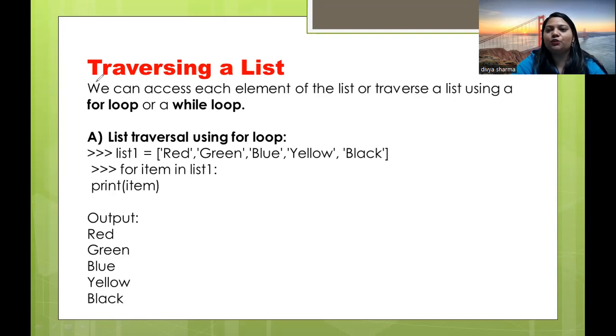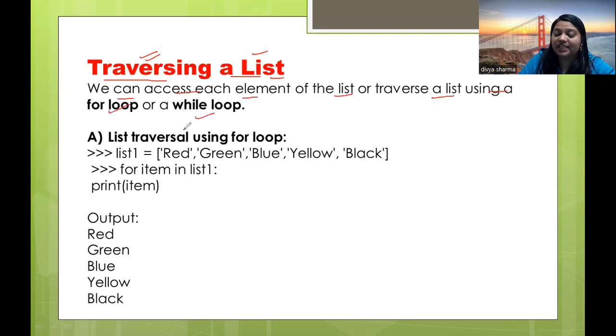So in today's video, we are going to cover our new topic, that is traversing a list. Before discussing how to traverse a list, we have to know the basic meaning of traversing. Traversing means that we have to visit and access each element of the list exactly once. So we can traverse a list by using a for loop or a while loop.